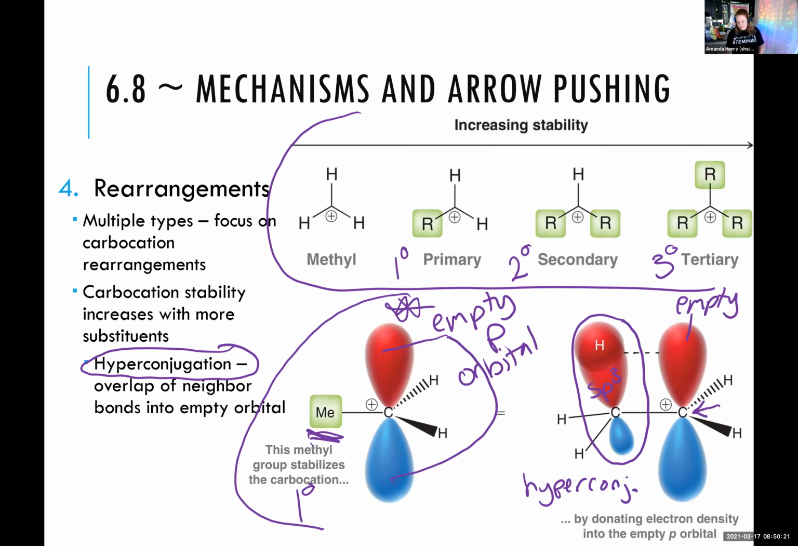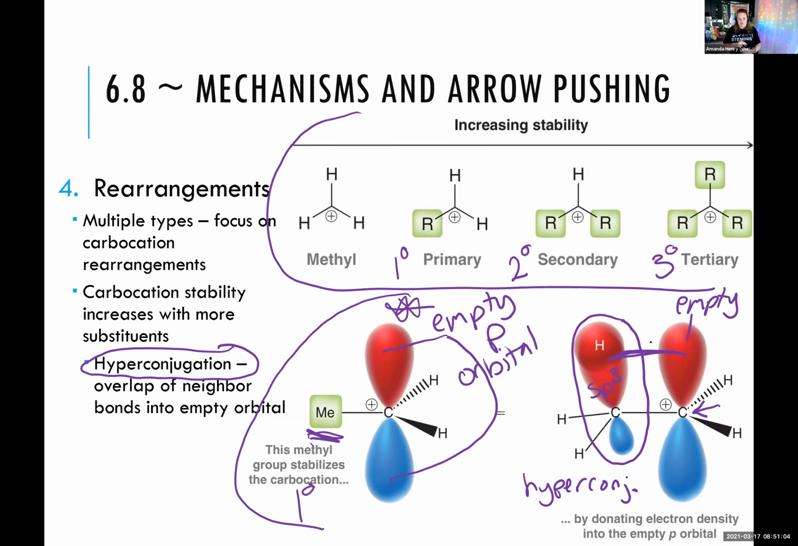Hyperconjugation happens when there's a side-to-side overlap between the carbocation's empty orbital and the neighboring carbon's hybridized orbitals or filled orbitals. So the electrons that are in that sp3 orbital start to overlap into that empty orbital. This is the same idea that we've talked about with resonance. And so when this happens, we are spreading out that positive charge. The charge is getting shared between more than one atom. And anytime we can spread out the charge, that means that it's going to be more stable.